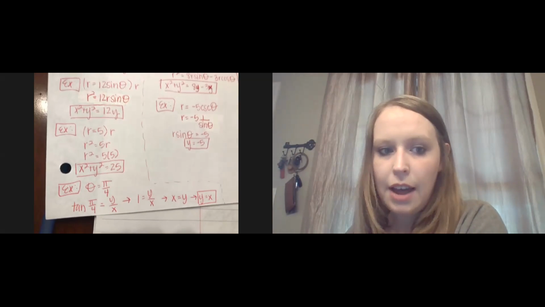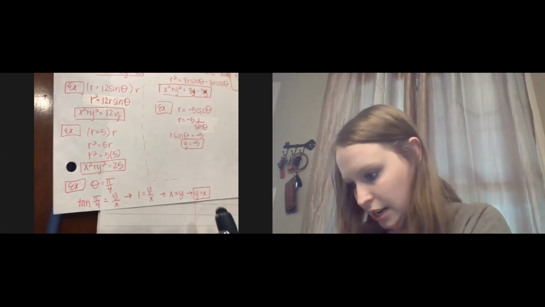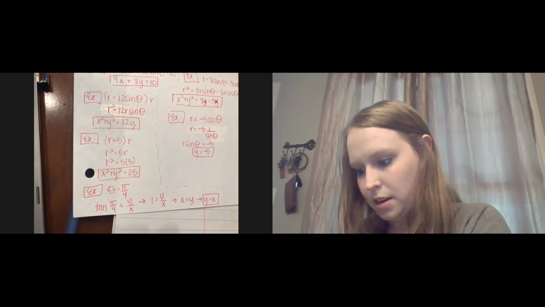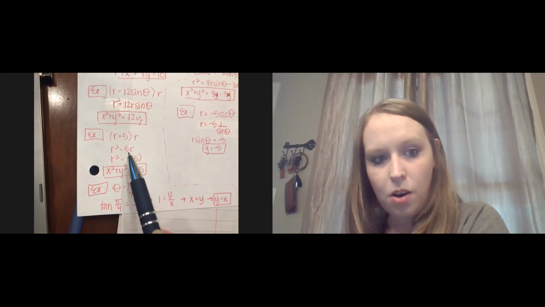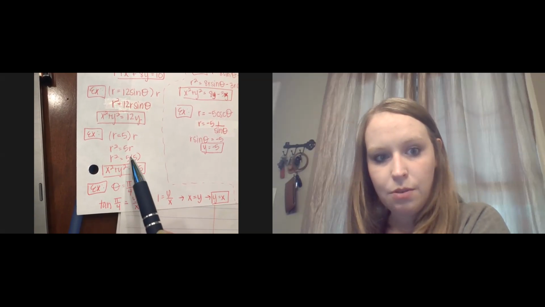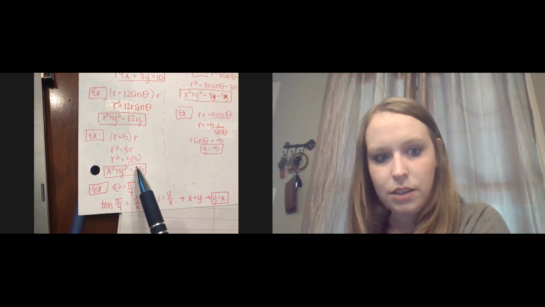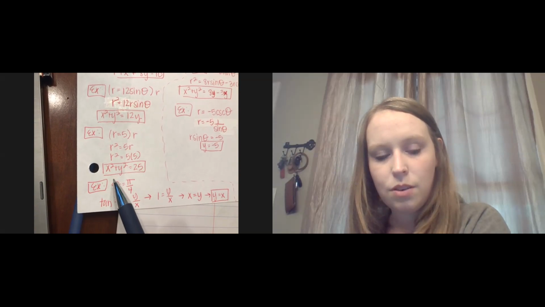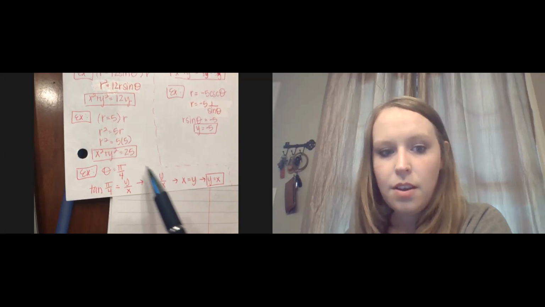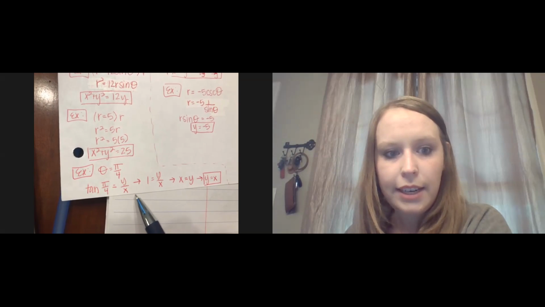So r equals 5. What do you do with that? Again, you can actually use a pen to multiply both sides by r. So we get r squared is equal to 5r. 5 times 5 is 25, and r squared is x squared plus y squared equals 25. Just another example down here.